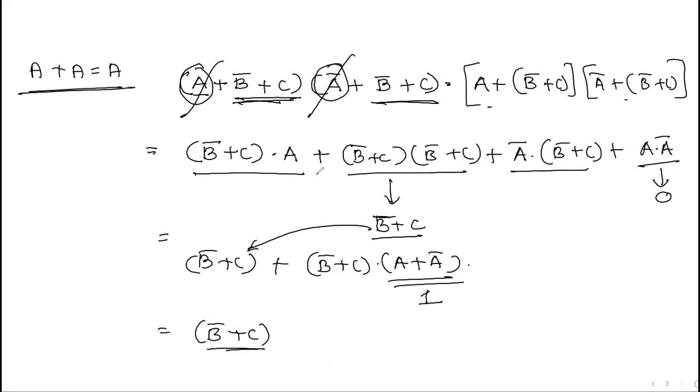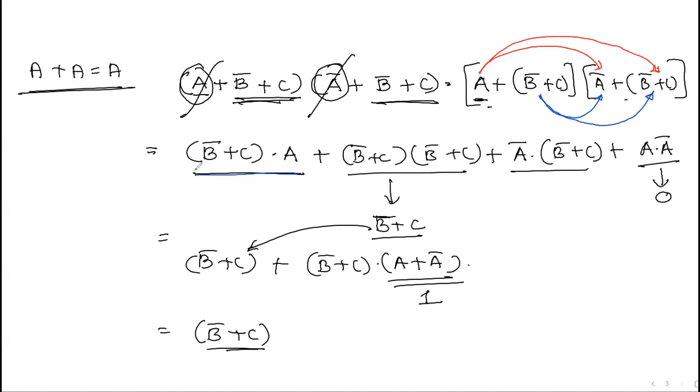Okay. See what I have done. I have multiplied A with A bar. Then I multiply A with B bar plus C. After that, I multiplied B bar plus C with A bar. And then I multiply B bar plus C with B bar plus C. So there will be 4 terms. Understand?